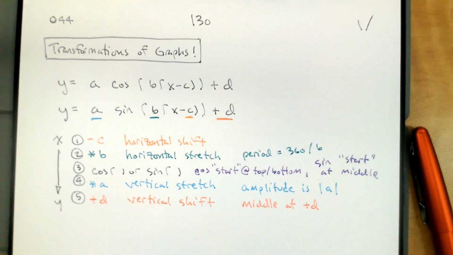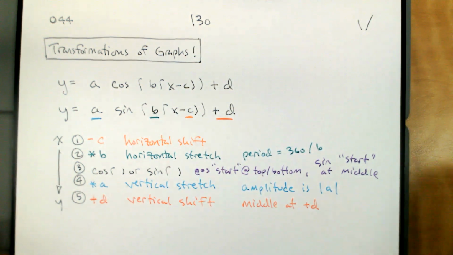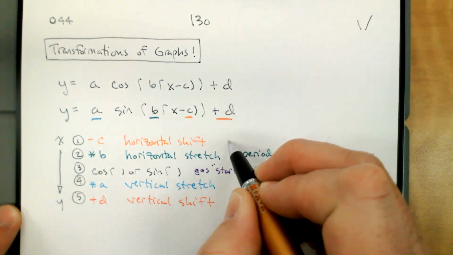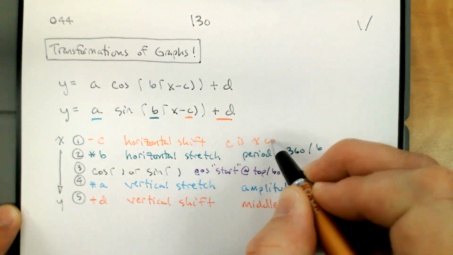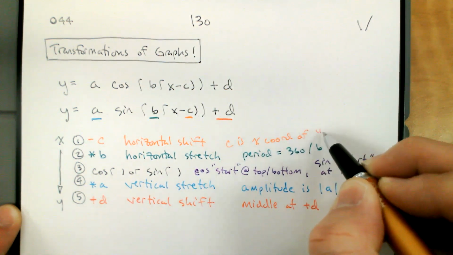And then finally, we'll have the horizontal shift. This is telling us the x-coordinate of the starting point. Remember, we're just picking one to say this is the starting point. There's an infinite number of choices because the function goes on infinitely to the left and to the right. But we're going to say this is our starting point. So C is the x-coordinate of the start.